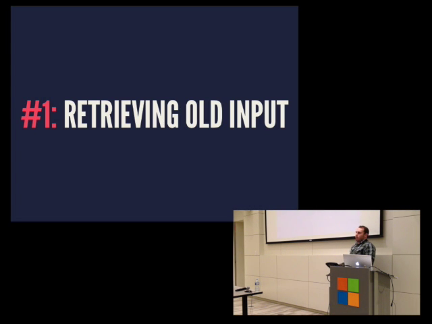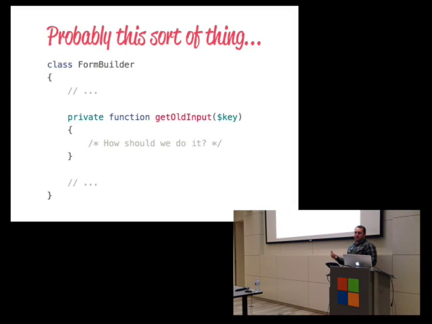When I was trying to figure out how I wanted this to kind of work from the outside in, I was thinking something like this. I have this form builder class. It's going to do a bunch of stuff related to building the actual form, but somewhere in there I needed some sort of private method where I could ask to see if there was old input for a certain key and populate the element with that value if it existed.